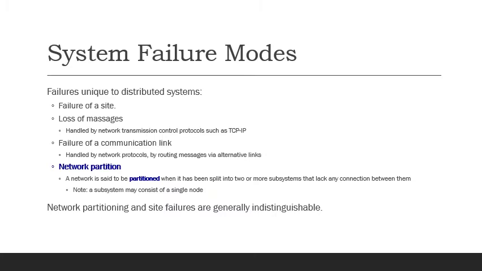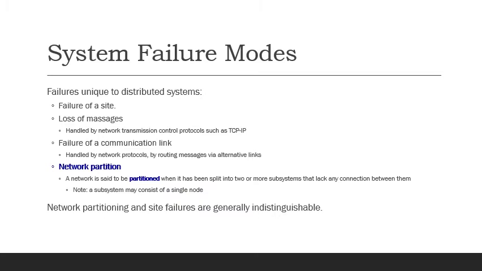The loss or corruption of messages is always a possibility in a distributed system. The system uses transmission control protocols such as TCP/IP to handle such errors. However, if two sites A and B are not directly connected, messages from one to the other must be routed through a sequence of communication links. If a communication link fails, messages that would have been transmitted across the link must be rerouted.